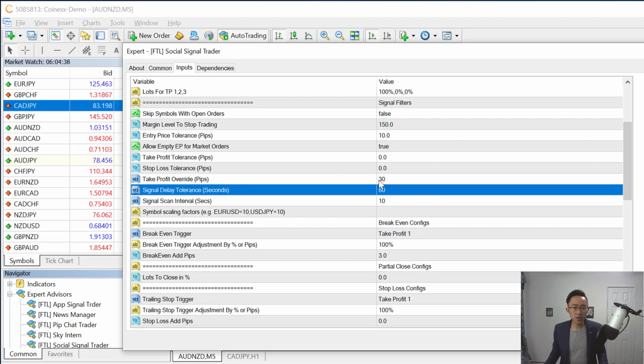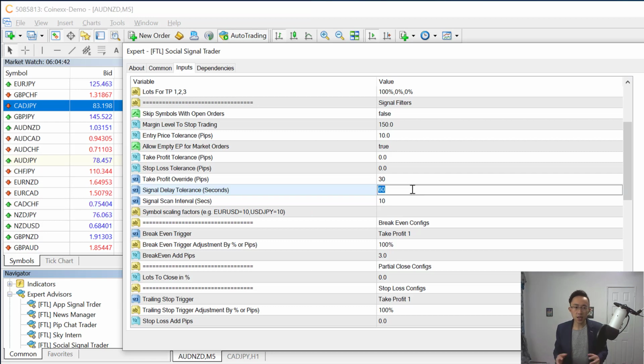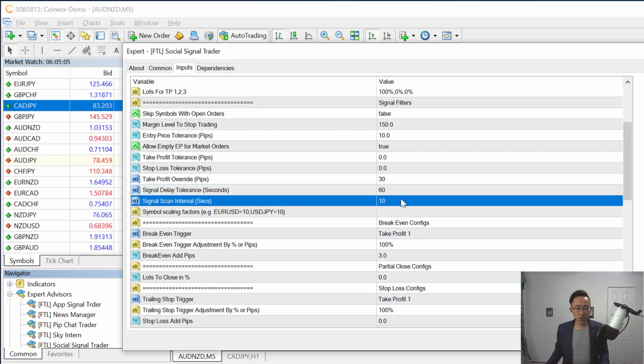Okay, so now let's move on to the next setting, signal delay tolerance. This means that if you first run the software and there is a signal in the past 60 seconds, then it will read the signal. So if you make it bigger, then when you first run the software, it will search back into the past for a longer period of time. I set it to 60. It's reasonable. Feel free to change it if you want.